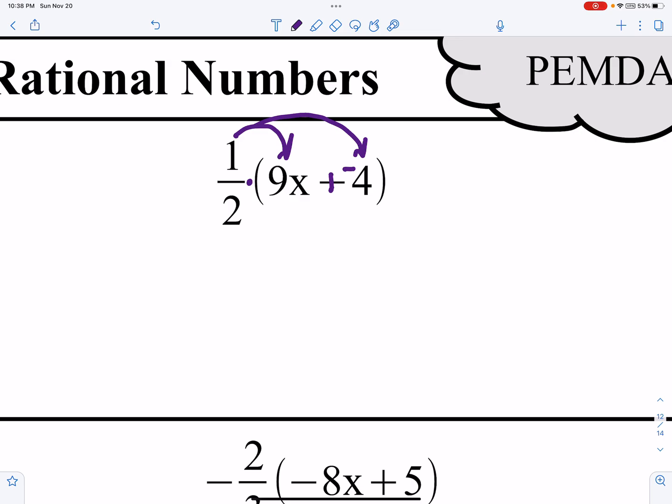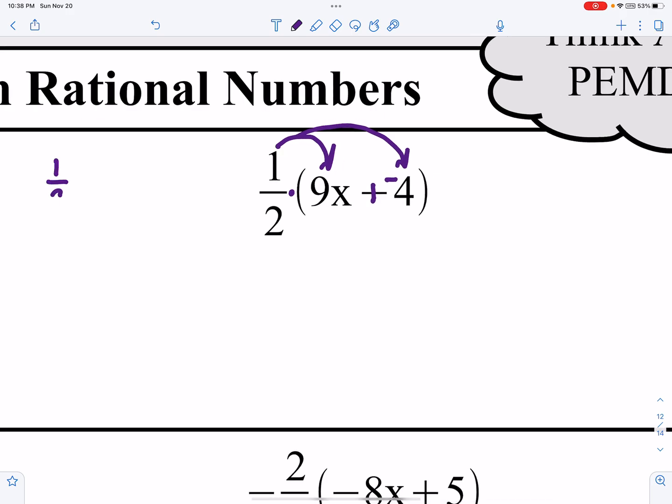Now, you can do side work over here. Okay, this is 9x over 1, and you end up, oops, not 1/9, sorry about that, 1/2 times 9x over 1. So you can see that you end up with 9/2 x. If you don't need to do that side work because you just see how that'll go, that's fine. You can just write 9/2 x plus negative 4/2.